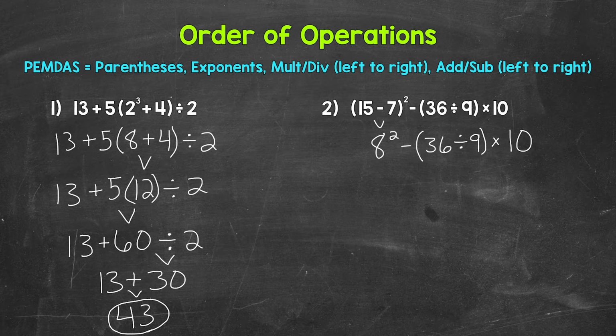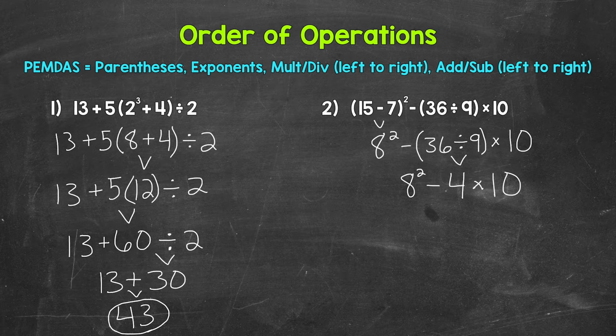So let's continue to work through the order of operations. Do we have anything within parentheses? Yes, we have 36 divided by 9. So let's do that next. 36 divided by 9 is 4. Bring down everything we did not use. So 8 squared minus 4 times 10.